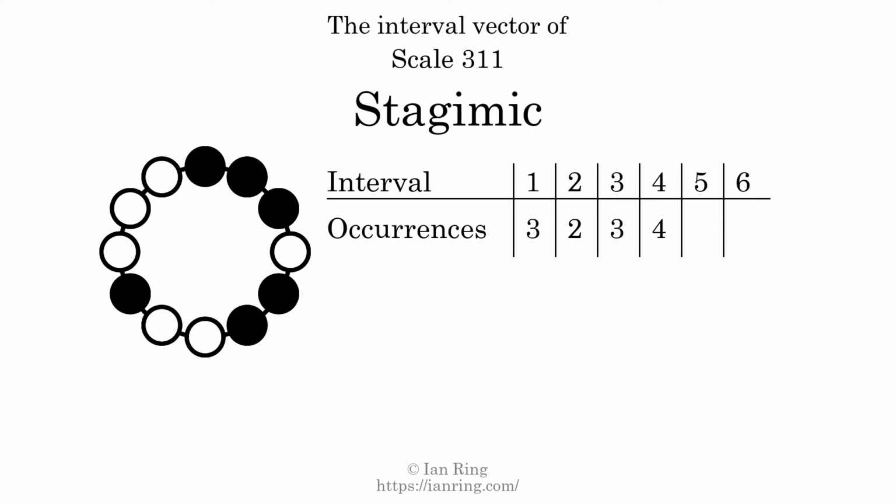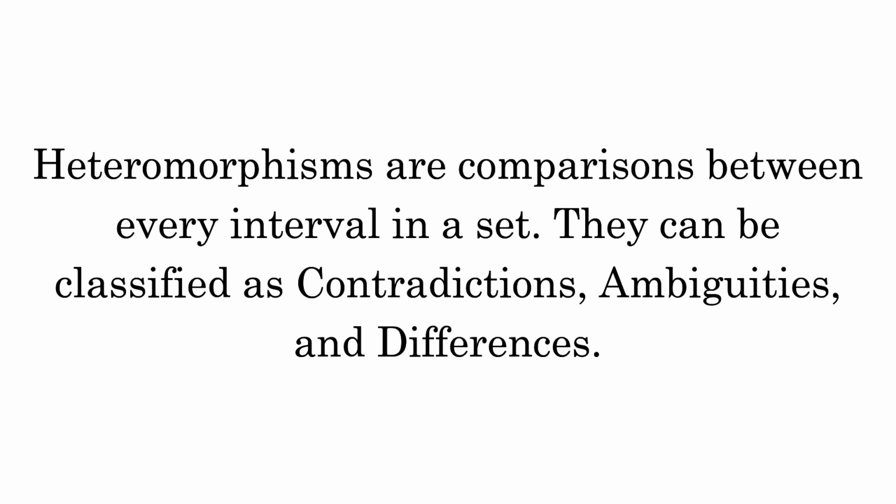There are 4 intervals with the size of 4 semitones. They are here, here, here, and here. There are 2 intervals with the size of 5 semitones. They are here, and here. There is 1 interval with a size of 6 semitones. It is here. Each interval does not appear in this scale a unique number of times, so this is not a deep scale. Heteromorphisms are comparisons between every interval in a set.